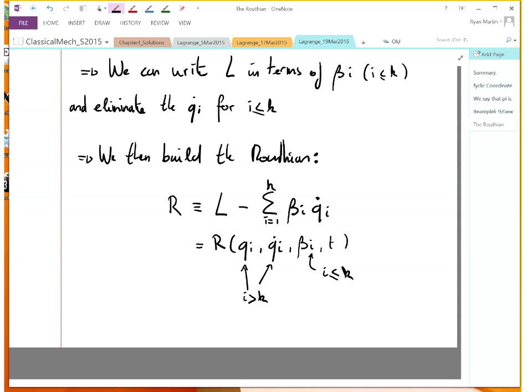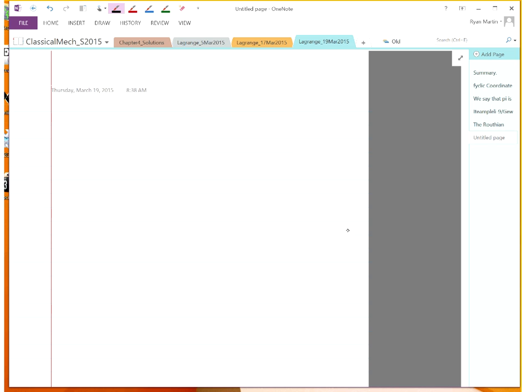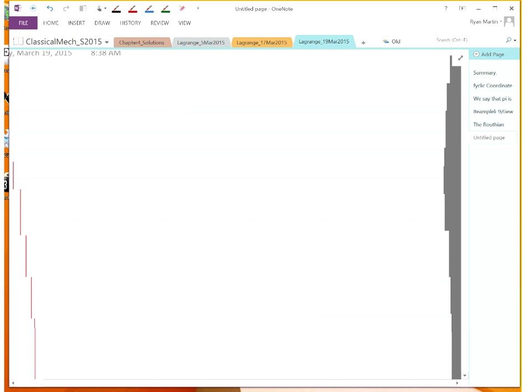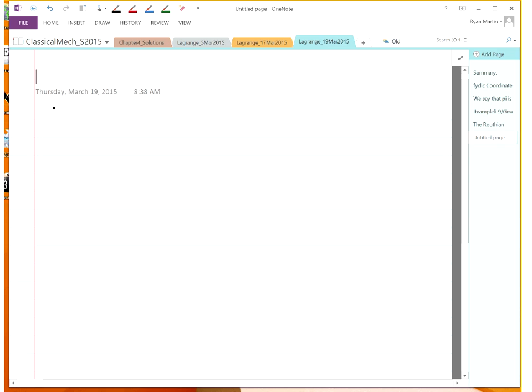So it's important that I understand what the Routhian depends on, because what I'm going to do next is take the variation of the Routhian with respect to the things that it depends on. That's our favorite thing, the chain rule. So consider the variation of the Routhian.